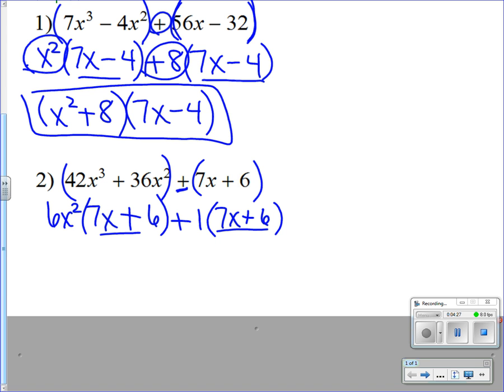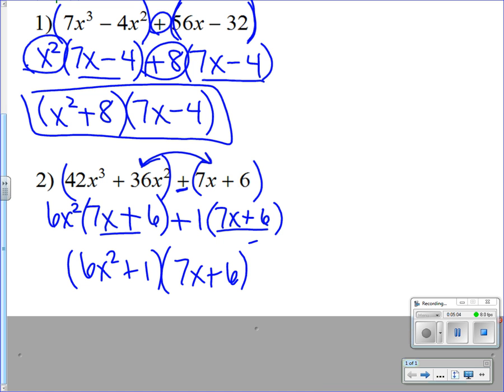Just like you could switch these 2 terms right here. Just switch them. Yep. But most of the time they'll be in the correct order. But if you have to switch them, usually you can see which ones will have a common factor. All right, then our final answer is 6x squared plus 1 times our matching factor of 7x plus 6.